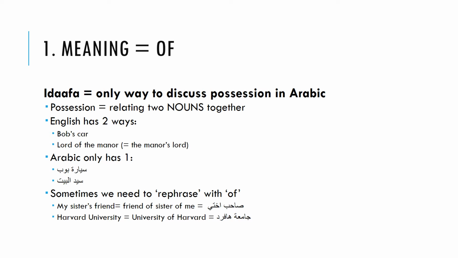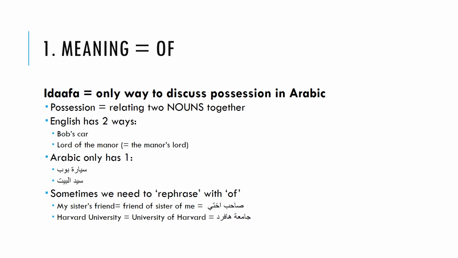We could say Sayyarat Bob, or we can say Sayyid al-Bayt. In both cases, we have two nouns next to each other, and the final noun of the two is definite. This means that sometimes we need to rephrase English phrases into this weird Arabic way before we can start putting them into Arabic in our heads.